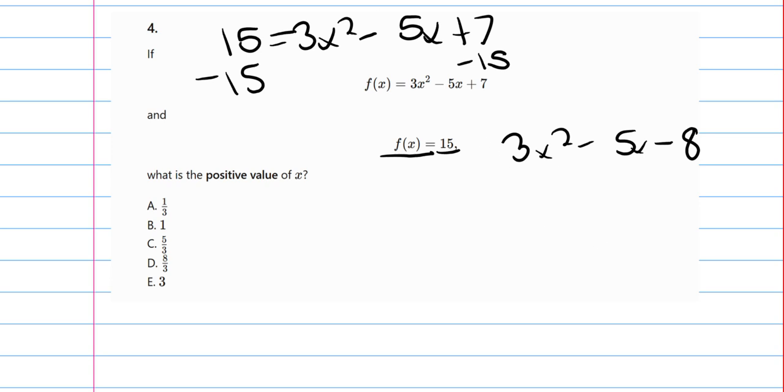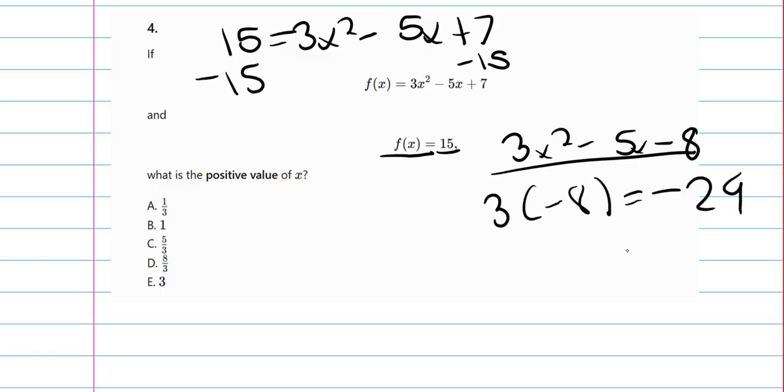So since we're given this trinomial, we're going to do the AC method. 3 times negative 8 is equal to negative 24. So we're going to think of two values that add up to negative 5x but multiply to negative 24. The factors of 24 are 8 and 3, 6 and 4, 12 and 2, and so on and so forth.